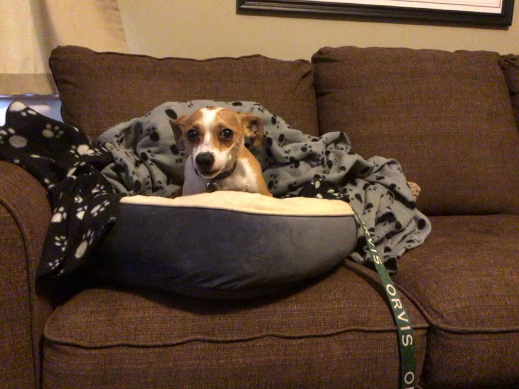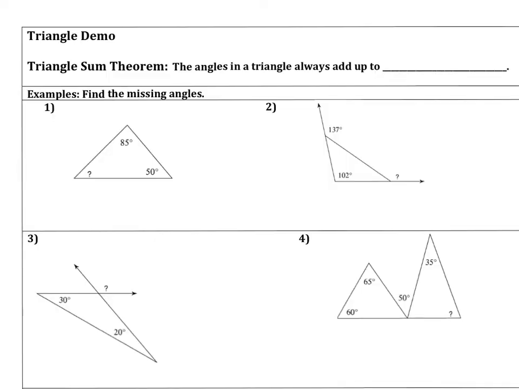All right, let's get back to triangles. We will do a little demo in class to show you that the sum of the angles in a triangle is always going to add up to 180 degrees. Any triangle in the world, those 3 angles in the triangle add up to 180.